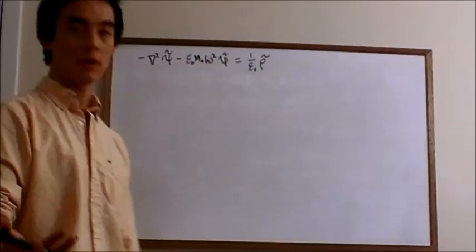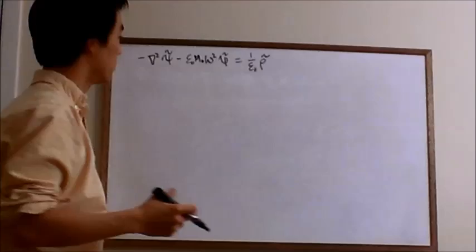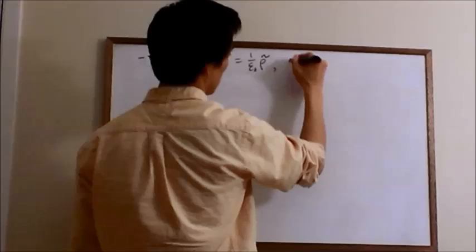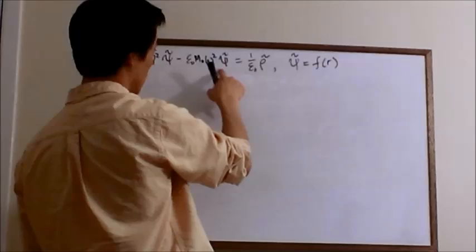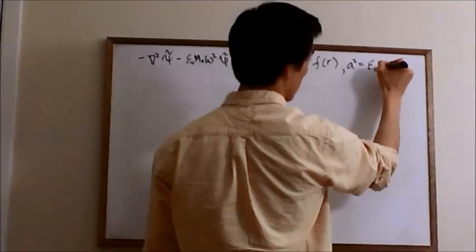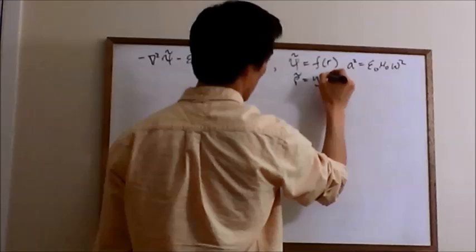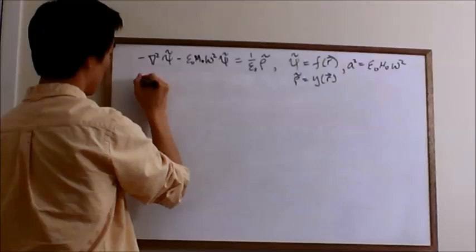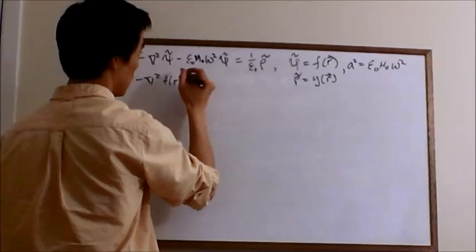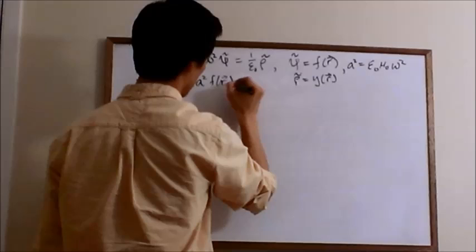From our last step, we ended up with this equation. But this seems a little unfamiliar. So let's do a little bit of substitution to see what this equation actually looks like. We're going to substitute this phi tilde as f of r. This constant right here, a squared, is going to equal epsilon omega squared. And we're going to substitute rho tilde as y of r. These are all vectors. And plugging those back in, we get negative the Laplacian of f of r minus a squared f of r equals y of r.